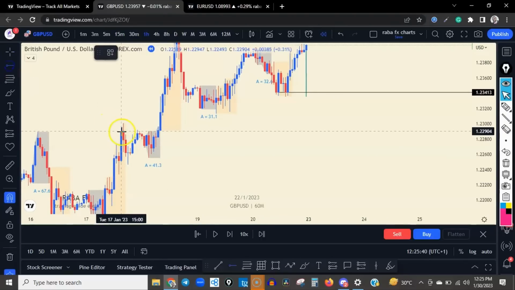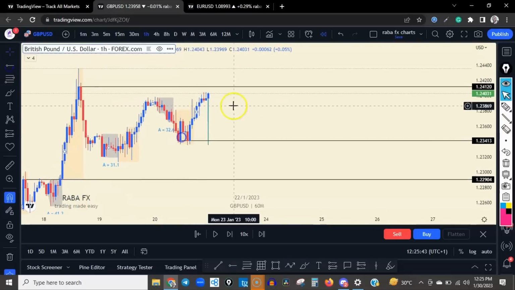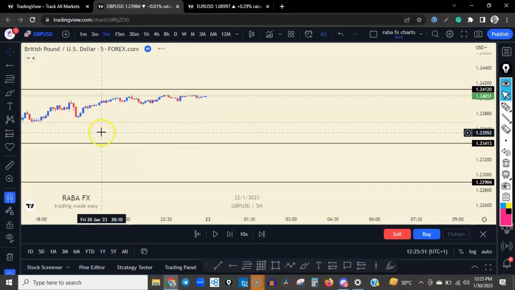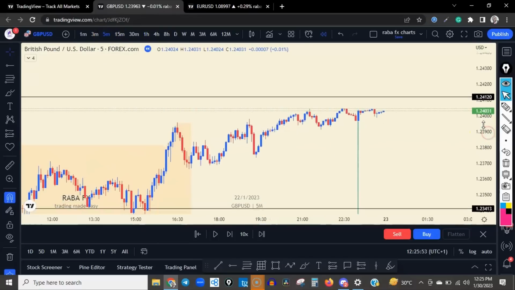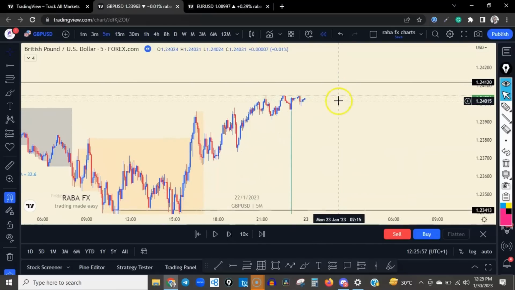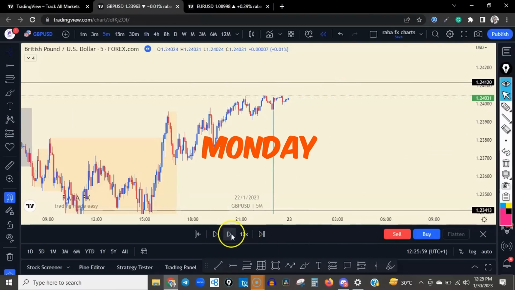So let's just plot this in. Now we are entering a new week. So how do we trade this now? In this case, we go to the 5 minutes time frame, and then you allow price to play. This is the level I'm looking at on Monday.